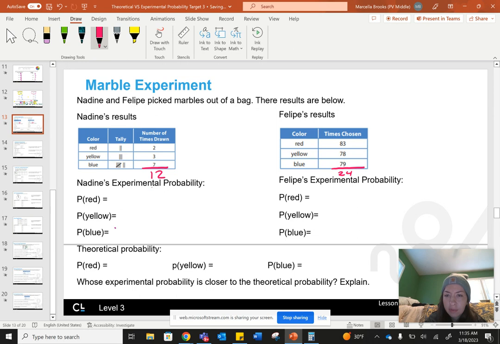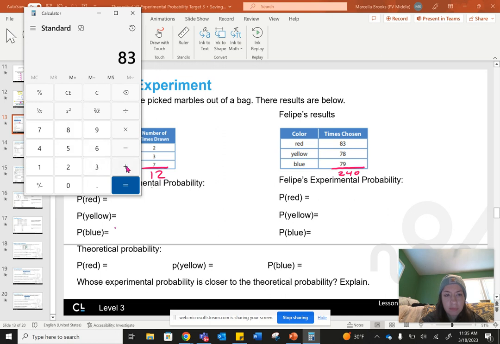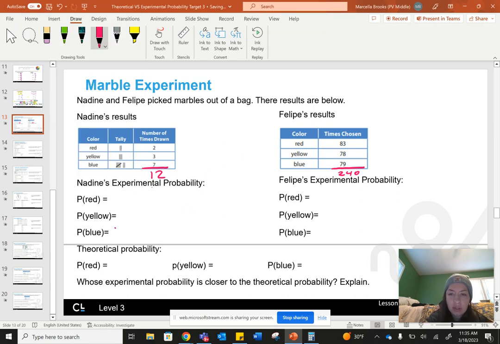240, 83 plus 78 plus 79 equals 240. All right, so all of these are going to be over 240. All of these are going to be over 12.